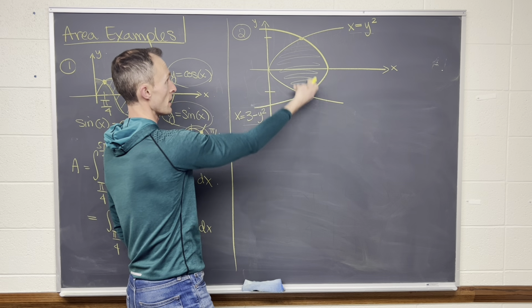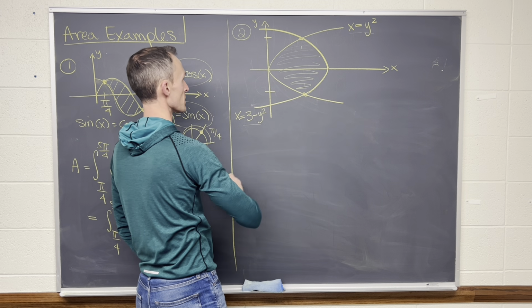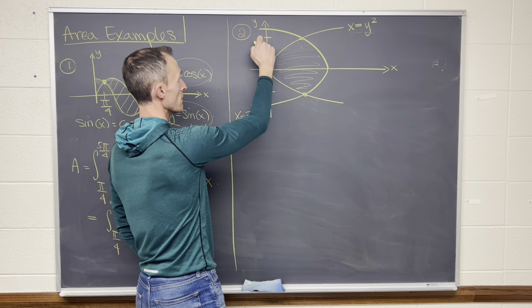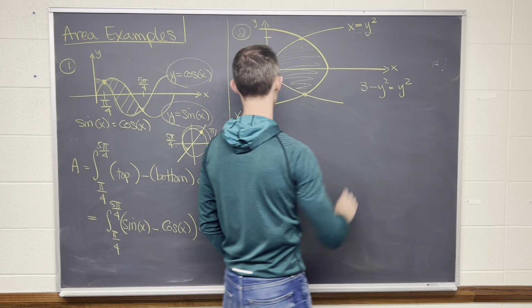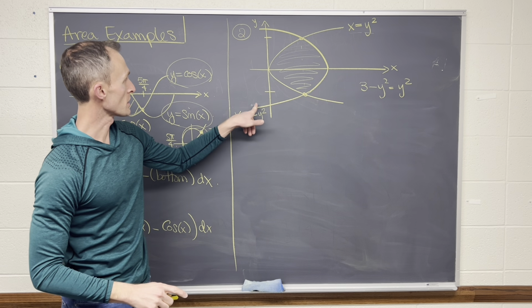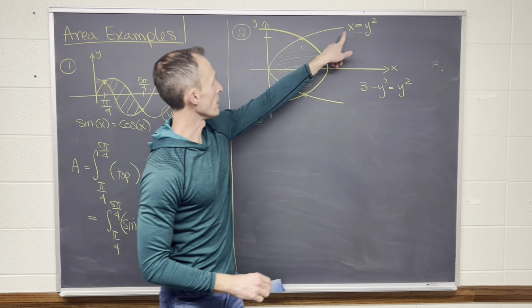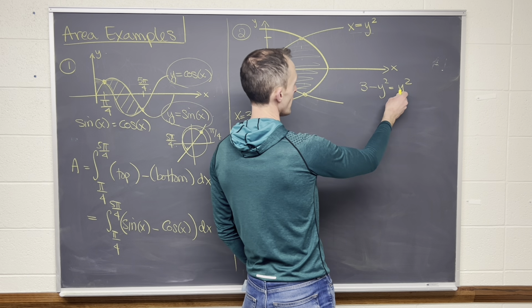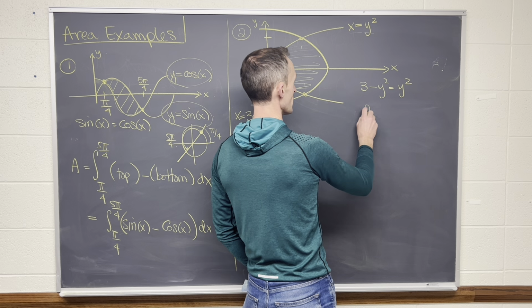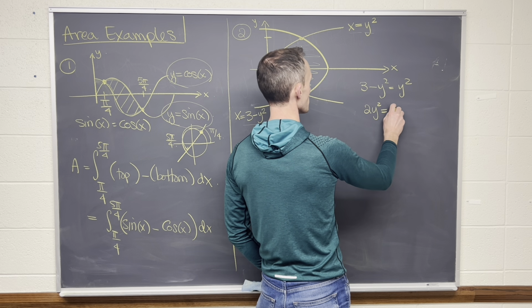So when the x values are the same, these x values are the same, I'm saying, what are the y values? Y goes from where to where? Well, I'm looking at when 3 minus y squared equals y squared. So 3 minus y squared is this one, and x equals y squared is that one. Okay, so what do I get? If I add y squared over, I get 2y squared equals 3.